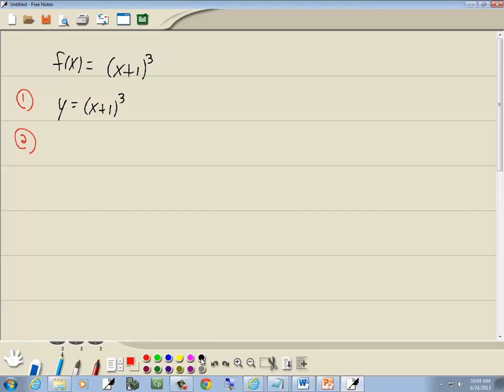Step 2, interchange x and y. So we've got x is equal to (y plus 1) to the third power. Step 3, solve for y.